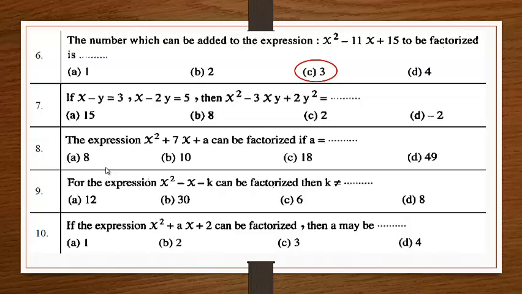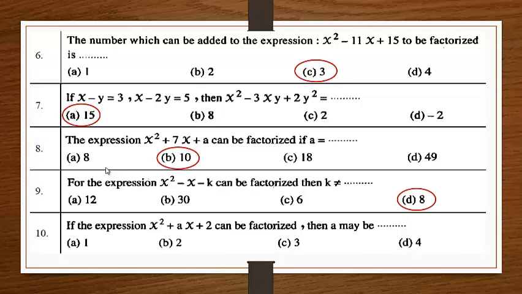If x minus y equals 3 and x minus 2y equals 5, then x power 2 minus 3xy plus 2y power 2 equals 3 times 5 equals 15. The expression x power 2 plus 7x plus a can be factorized if a equals 10.